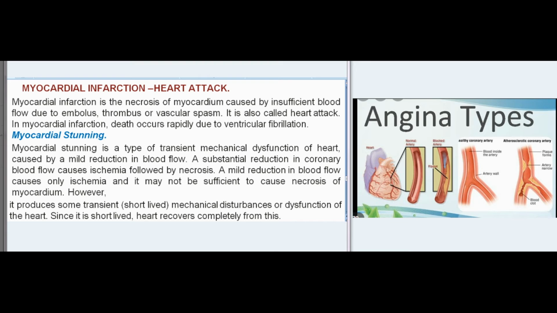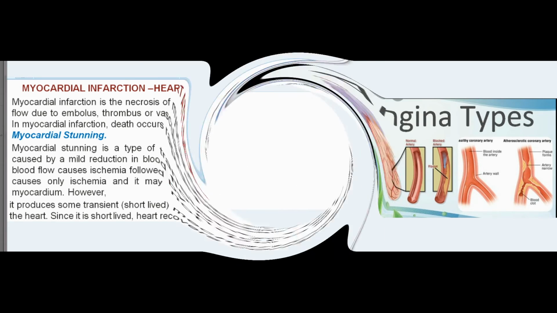Myocardial stunning. Myocardial stunning is a type of transient mechanical dysfunction of heart, caused by a mild reduction in blood flow. A substantial reduction in coronary blood flow causes ischemia followed by necrosis. A mild reduction in blood flow causes only ischemia and it may not be sufficient to cause necrosis of myocardium. However, it produces some transient, short-lived, mechanical disturbances or dysfunction of the heart. Since it is short-lived, heart recovers completely from this.